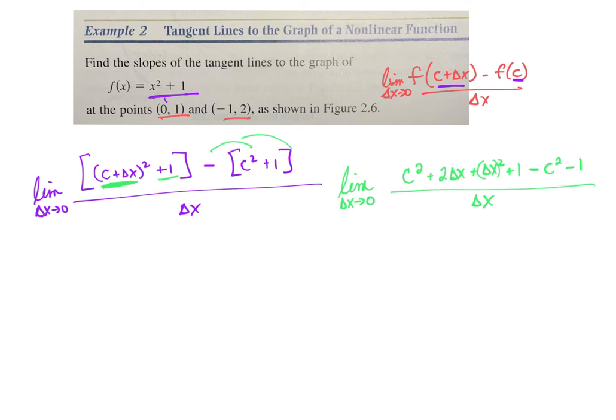All right? I can cancel some things here, right? What can I cancel? The 1 can cancel. What else? There we go. So I'm left with this limit problem here. Limit as delta x approaches 0 of 2 c delta x plus delta x squared all over delta x. All right?